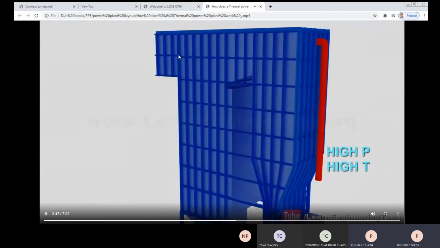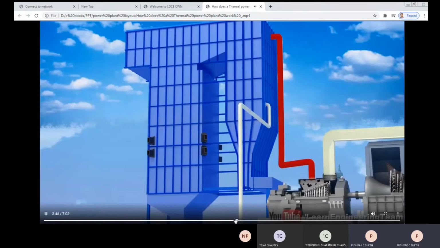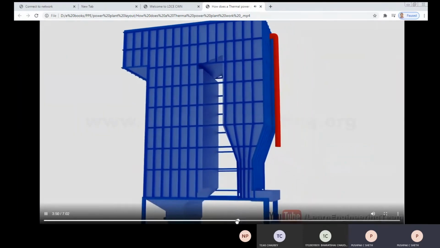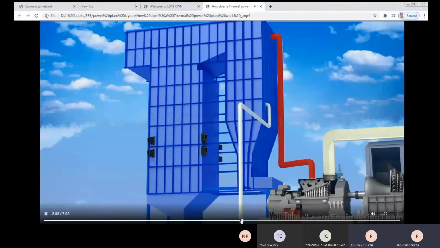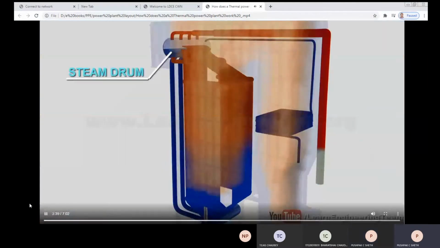This steam drum contains two portions. You can see this. In the lower portion of the steam drum, water is there, and that is passed through the water tubes. And during heating, that is converted into steam, and that steam is collected in the steam drum at the top, and that is taken out from there.